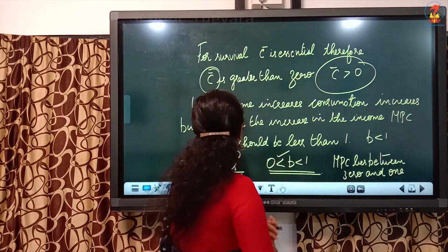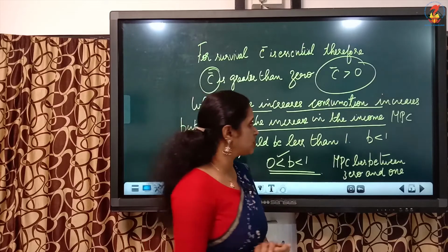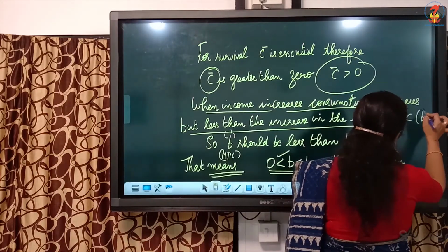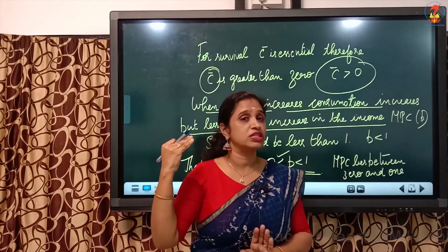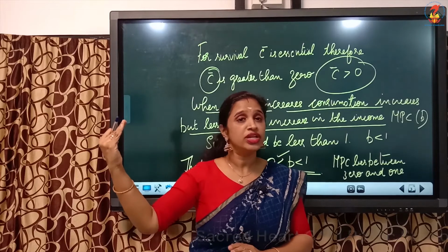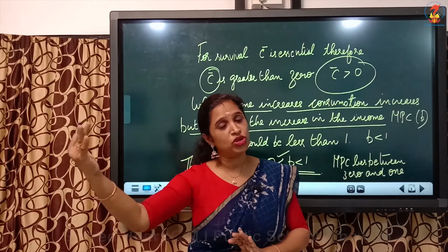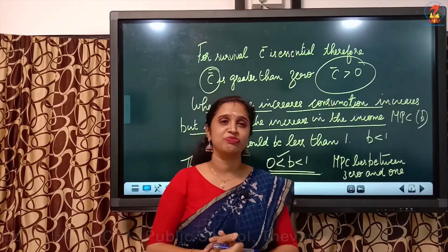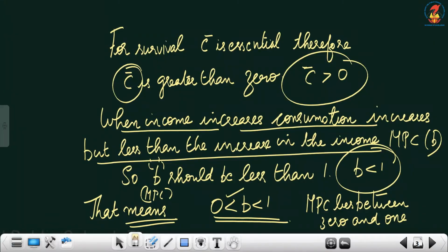Now, the next one is that when income increases, consumption also increases, but less than the increase in income, which you all know very well. What is that concept? Marginal propensity to consume, which we have denoted by the letter B. It means that consumption cannot go beyond a level, because a part of the income is saved by the people. Therefore, marginal propensity to consume will always be less than 1.